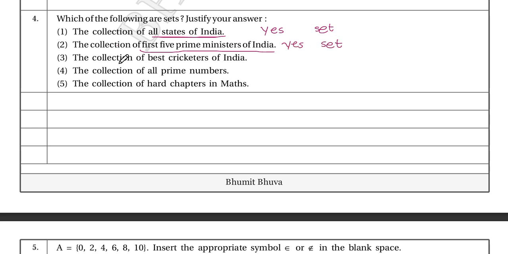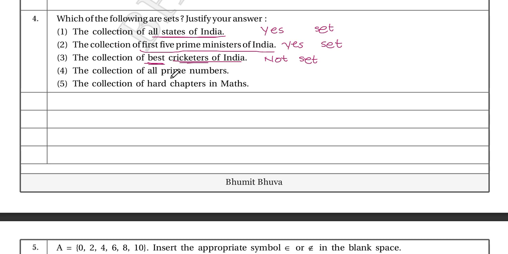Third question, the collection of best cricketers of India. This is a choice, it depends on every person. So this is not a set. Why not a set? Because for everyone, the best cricket players are different. So this set is not well defined. That's why it is not a set.